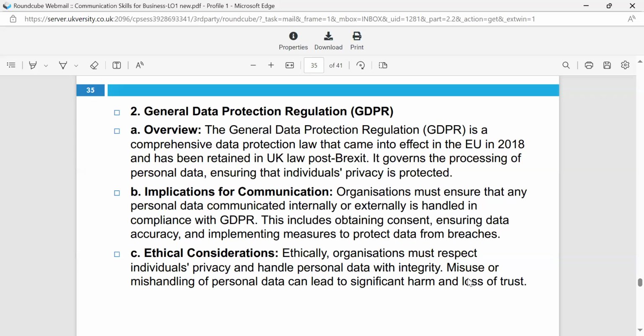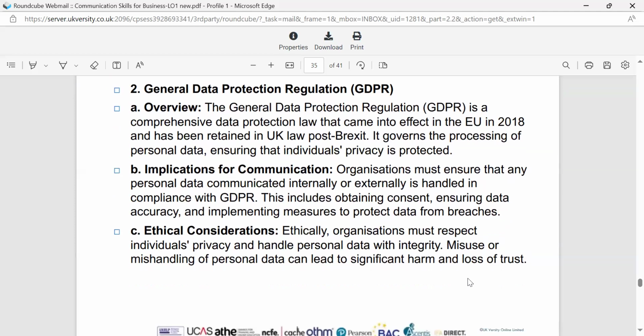So they must make sure that the information that they handle is protected, because it's the individual's personal data, and the organisation or business must make sure that they are following the regulations and the laws regarding protecting individuals' privacy.